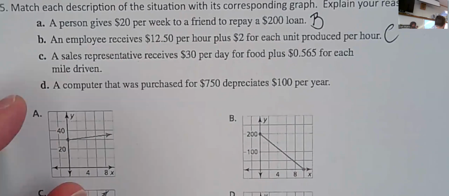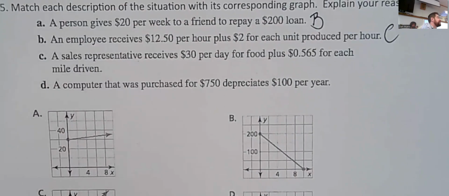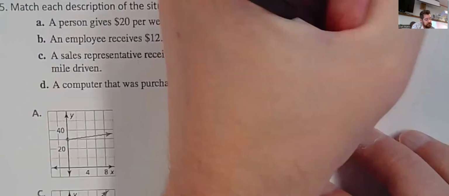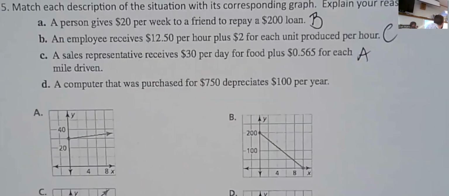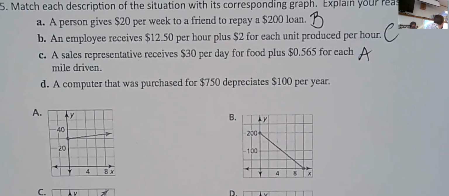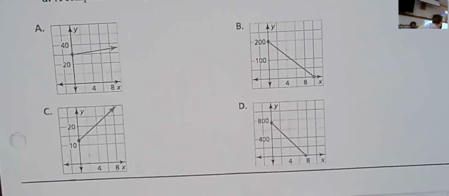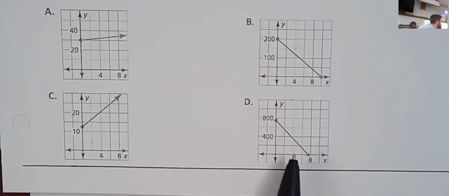A sales representative receives $30 a day for food plus 56.5 cents for each mile driven. So $0.565 would be 56.5 cents for every mile driven. Basically, we're starting at 30 and we're going up. So that's graph A. And then the last one, a computer that was purchased for $750 depreciates $100 a year. So that one's definitely going down. Find a starting value of $750, roughly. That would be graph D.